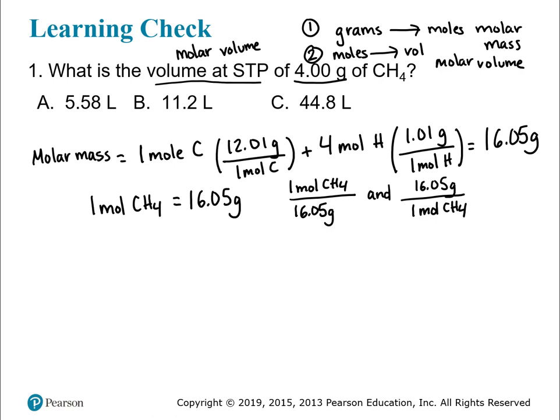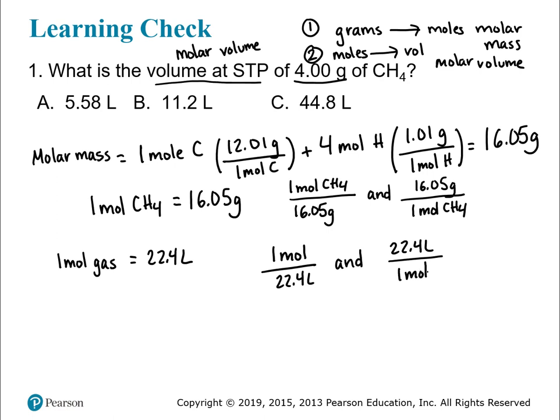That's our molar mass. We can write that out as conversion factors. Now we need to handle the molar volume part. That's our equality for molar volume. And these are the conversion factors. Now we get to write out the actual equation. We're starting with 4 grams of methane.